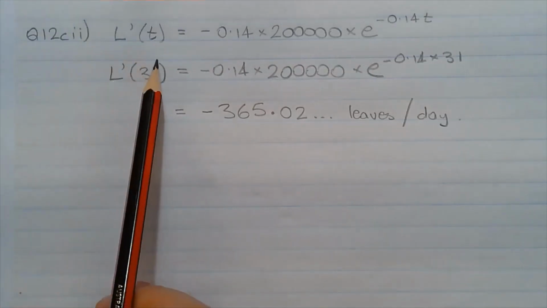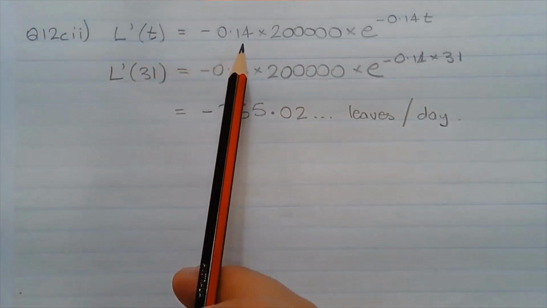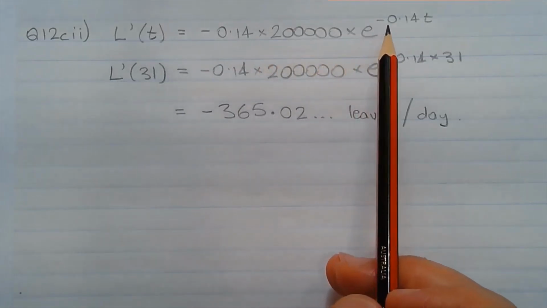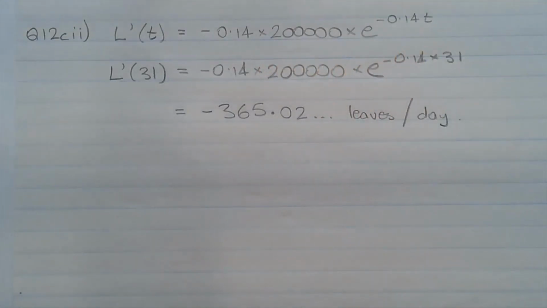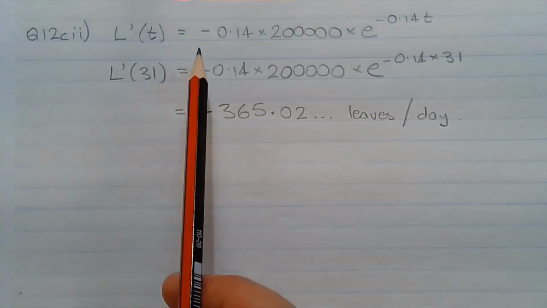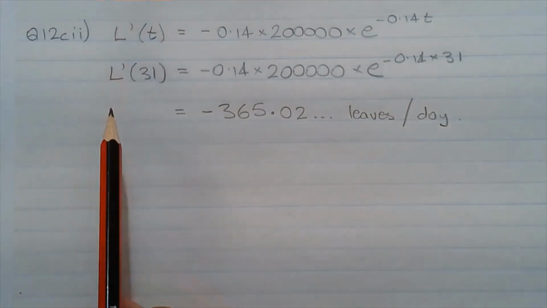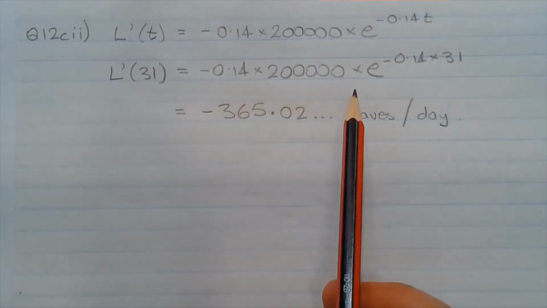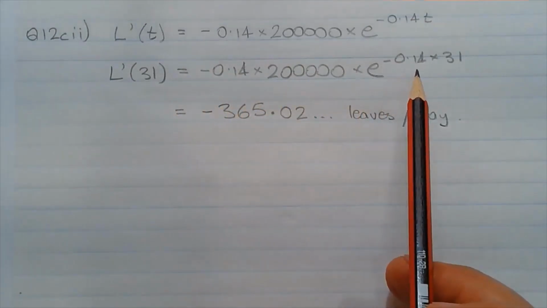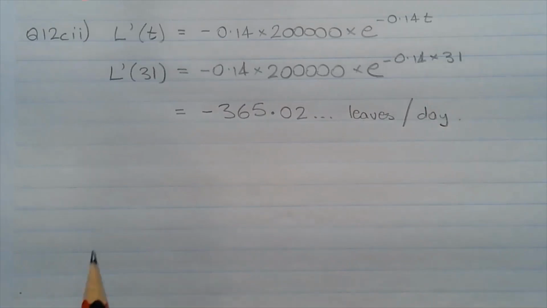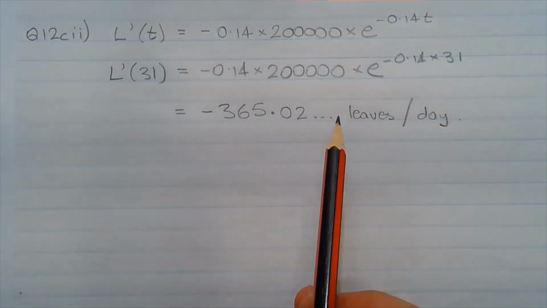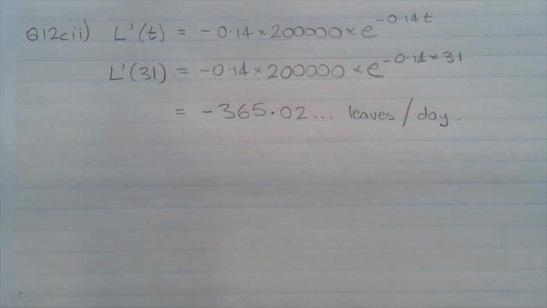So L dash of t is equal to negative 0.14 multiplied by 200,000 multiplied by e to the power of negative 0.14t. Substituting t equals 31 into L dash of t, we have L dash of 31 equals negative 0.14 times 200,000 times e to the power of negative 0.14 times 31. And that equals negative 365.02 and so on, leaves per day.